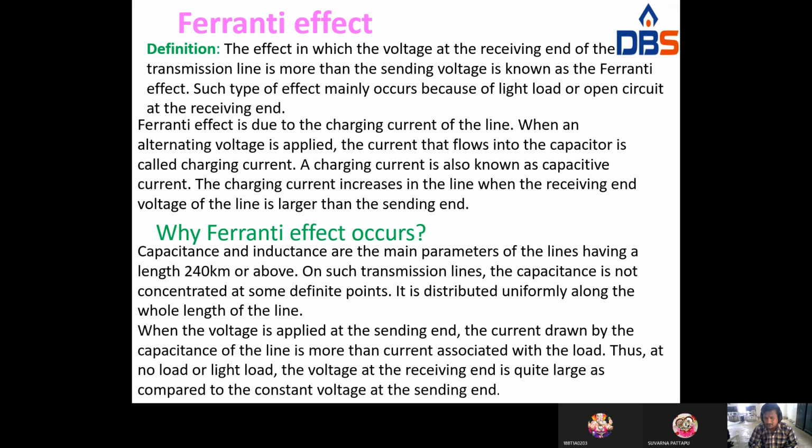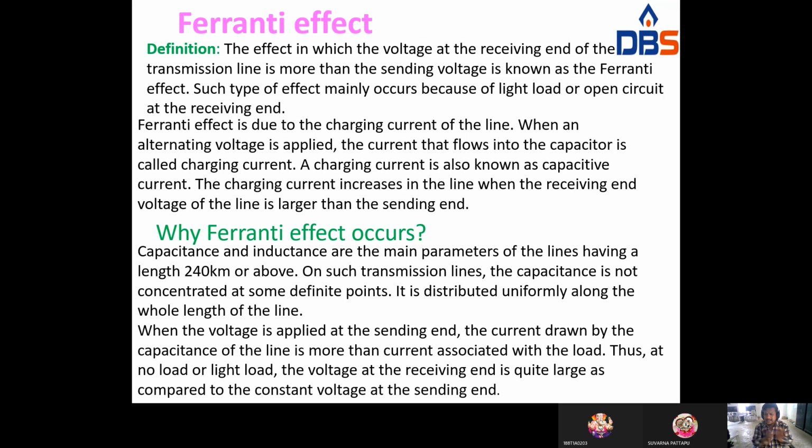Why does the Ferranti effect occur in the transmission line? Mainly because of charging current in the transmission line. Whenever we apply alternating voltage to the transmission line, the current flowing through the capacitor is called charging current. This charging current is also known as capacitive current. Because of this charging current, the receiving end voltage is greater than the sending end voltage.